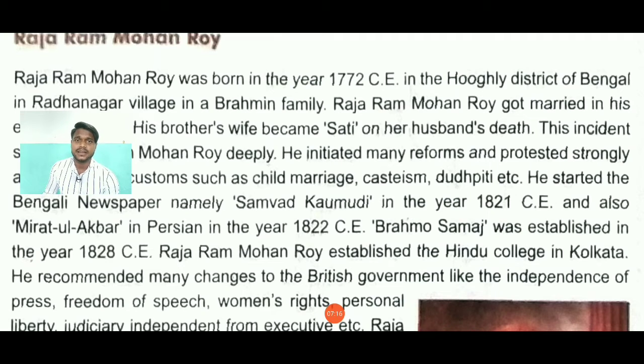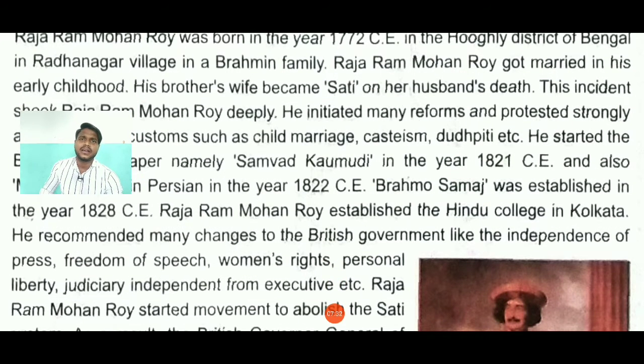So, I made you understand, Raja Ram Mohan Roy was born in a Bengali family in 1772 CE, in Radhanagar village, and he belonged to the Brahmin caste. He married very early in his age, and literally in his early childhood he was able to see the problems of the people. Later, when he was wishing to settle into a family, his brother's wife became sati. Why? Because his brother had died.